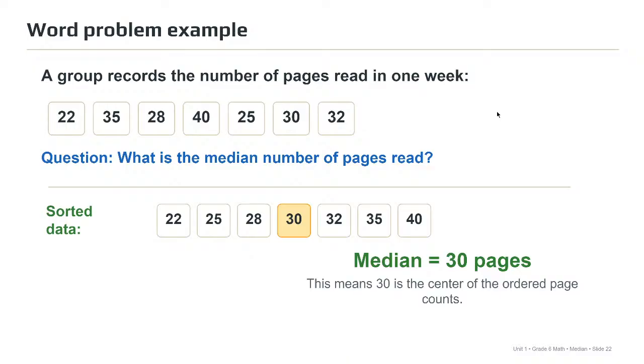The sorted data. Obviously I have to sort it because it's not sorted for you. It's 22, 25, 28, 30, 32, 35, 40. As you can see, the median, or the middle value, is 30. The median is 30 pages. This means 30 is the center of the ordered page counts. As you can see, it's obviously the center. And also this is an odd number of values. So yeah.